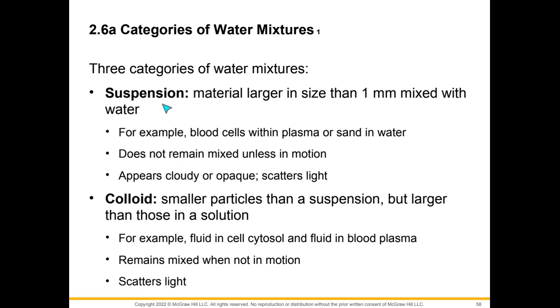In a suspension, the particles will settle down. A good example of a suspension in our body is the blood. If you take out the blood and leave it at room temperature, it will settle down. A colloid is a special kind of suspension, but the particles do not settle down. An example is your blood plasma, which has proteins and antibodies in it, but it doesn't settle down. It remains suspended.